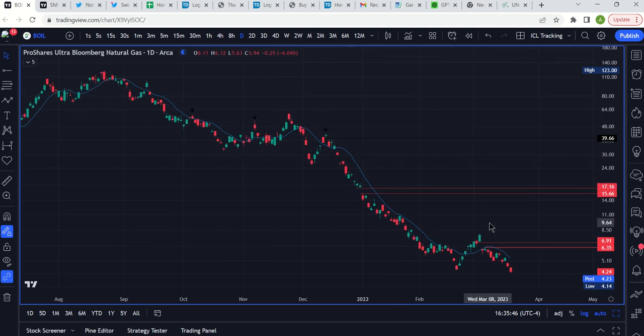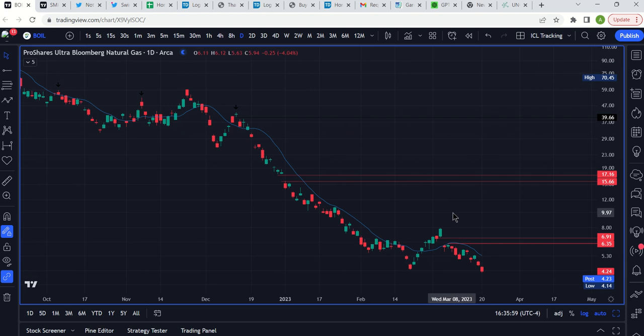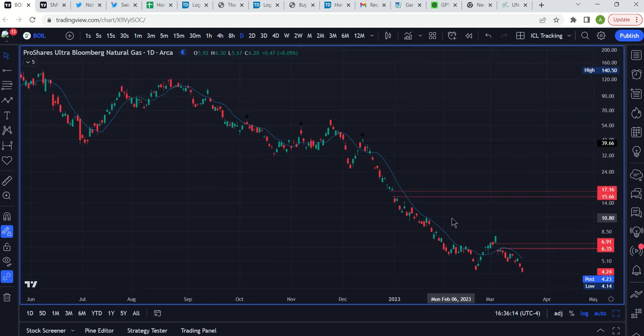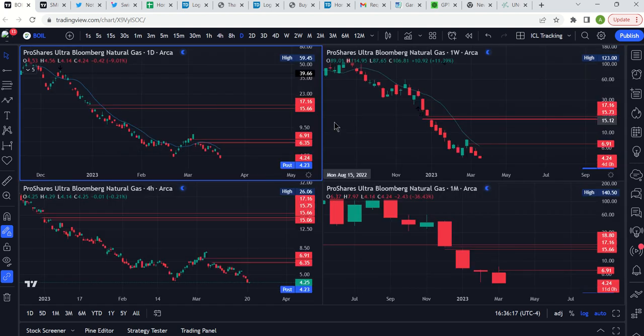But think about it. If BOIL always falls at a faster rate than natural gas, it means it's going to be harder to get back to these levels. That's the whole point about the decay, etc. So the further we go in time, the more likely it is that this gap doesn't get filled. Let's say we get down to $2. I'm not saying we are, but at that point, you need to do an 8x to get back to these levels. Well, we'll keep watching that.